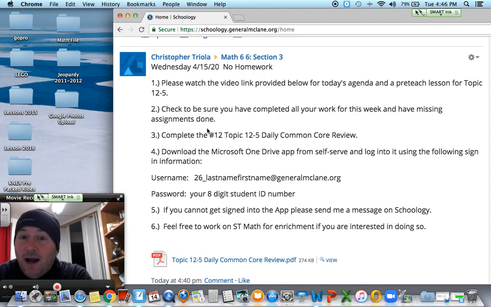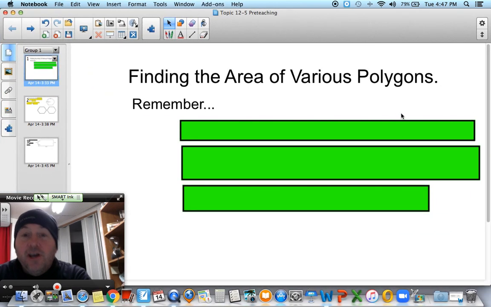Anyways, I'm going to skip on up here and go back to my PowerPoint presentation on finding the area of various polygons. In topic 12.4, you learned how to find the area of different polygons such as trapezoids and parallelograms. This one is going to continue to build on that, and I just want to remind you of a couple important things to remember.